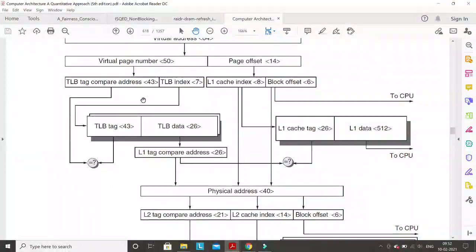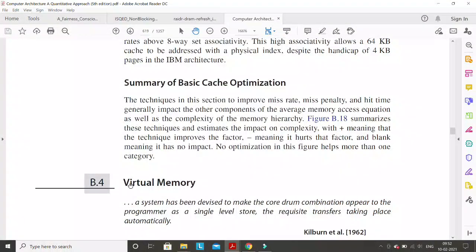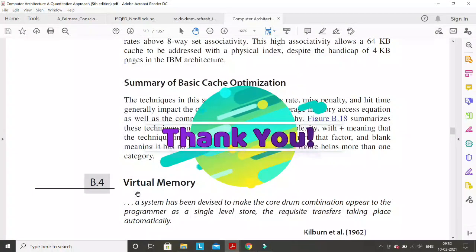And then next I think is virtual memory. Virtual memory is not required for now. So the syllabus for the quiz is still up to the fourth optimization from appendix C, sorry, appendix B here. But I'll advise you to complete all the optimization techniques to clear all your doubts regarding computer architecture.